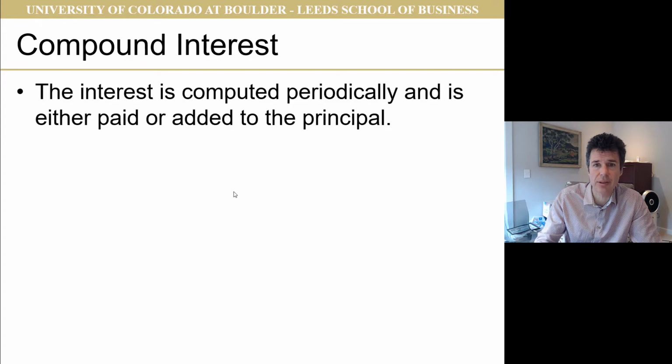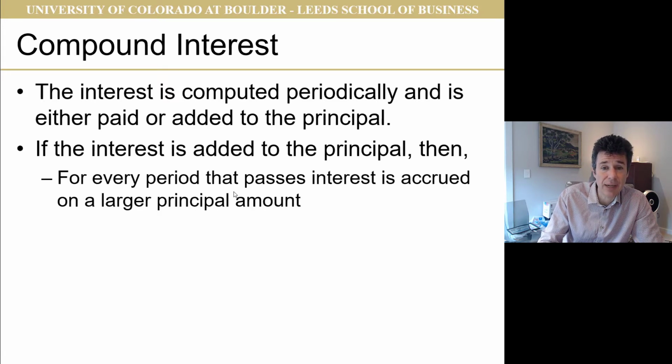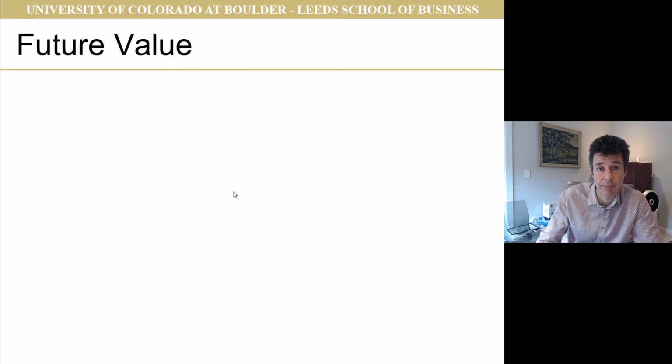So compound interest. Interest is computed periodically and is either paid when you calculate it, or it's added to the principal. If we add the interest to the principal, then for every period that passes, interest is accrued on a larger amount. You pass one period, you get some interest, we add that to the principal, and then in the next period, you earn even more interest because you're earning interest on the interest you earned in the first period. So this is known as compound interest.